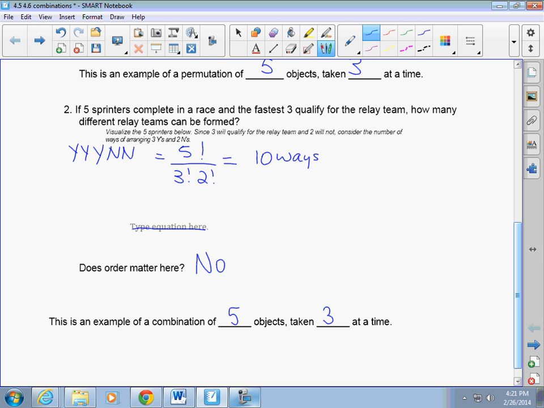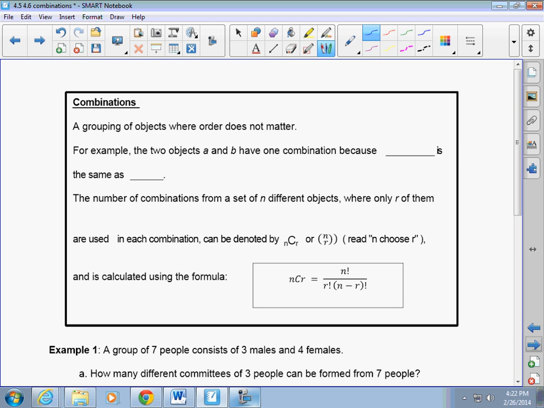Our permutation when we were doing that calculation was 5P3. Our combinations are with the C. So we had 5 objects and we're choosing them 3 at a time. Combinations is a grouping of objects where order does not matter. So we don't care what order you pick them in. We just want you to choose them.